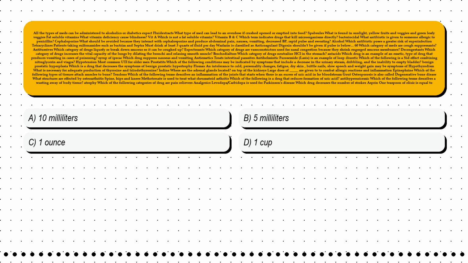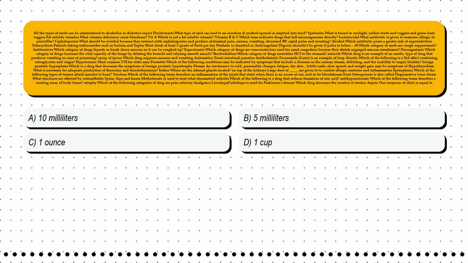Gout. Osteoporosis is also called degenerative bone disease. What structures are affected by osteoarthritis? Spine, hips and knees. Methotrexate is used to treat what? Rheumatoid arthritis. Which of the following is a drug that reduces formation of uric acid? Antihyperuricemic. Which of the following terms describes a wasting away of body tissue? Atrophy. Which of the following categories of drug are pain relievers? Analgesics. Levodopa/carbidopa is used for Parkinson's disease.